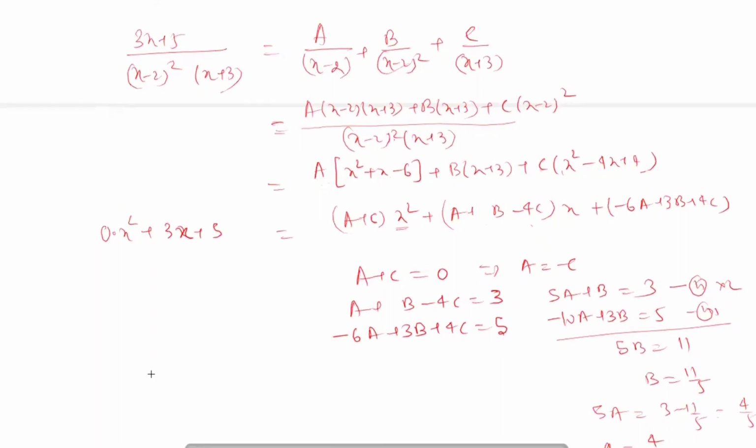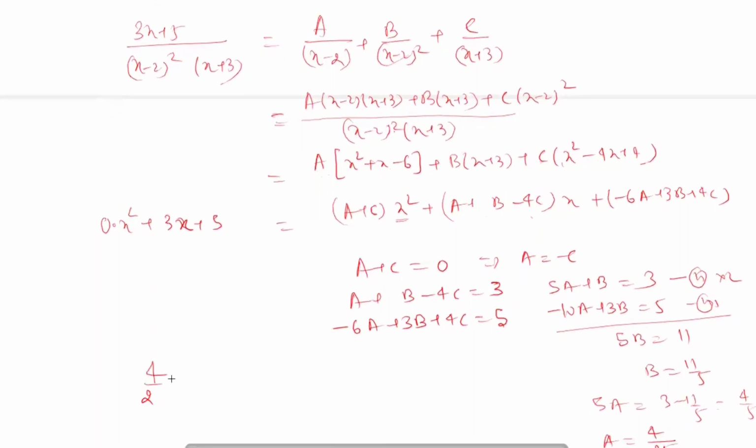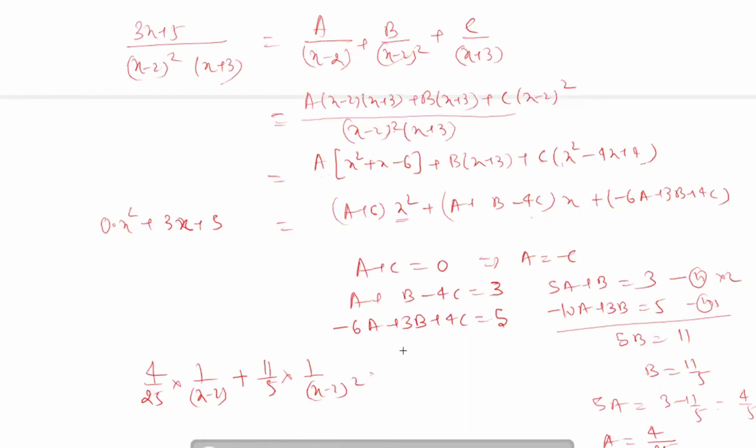So what I'll get is 4 upon 25 into 1 upon x minus 2, plus 11 by 5 into 1 upon (x minus 2) whole square, minus 4 by 5 into 1 upon x plus 3 is what this expression will be. What I did is I put this back over there. So this is my final expression: (3x plus 5) upon (x minus 2) whole squared into (x plus 3) would be equal to this.